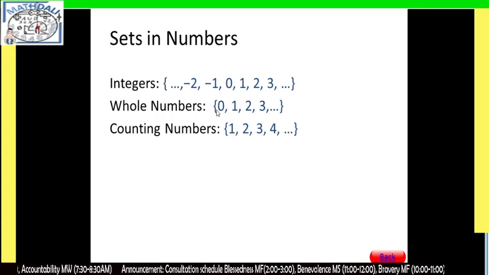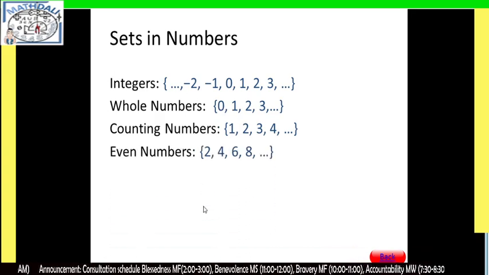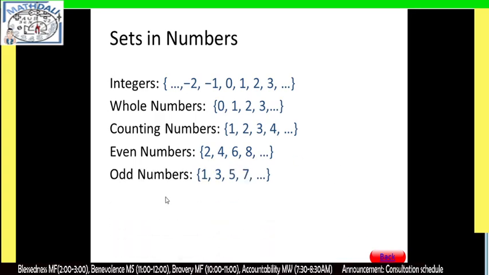Ang whole number naman, take note, walang negative na whole numbers. Start kaagad sa 0. Then we have the even numbers. This is sometimes called as keep counting by 2. So we have 2, 4, 6, 8, and so on. Then we have the odd numbers. Odd numbers, we have 1, 3, 5, 7, and so on.